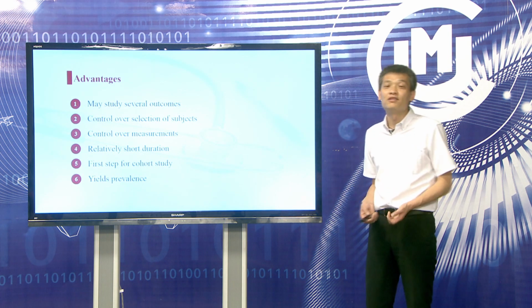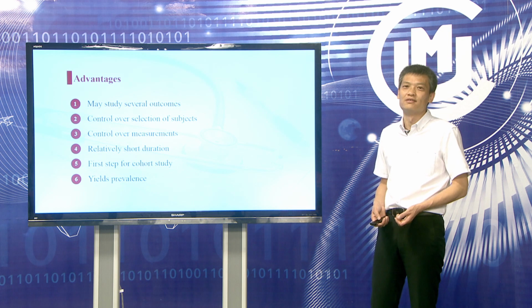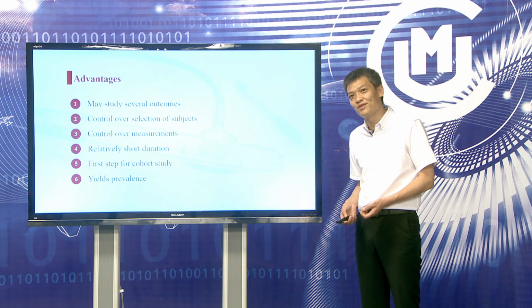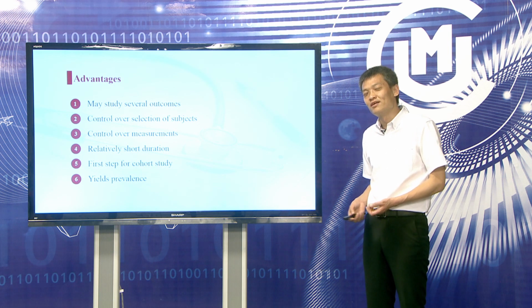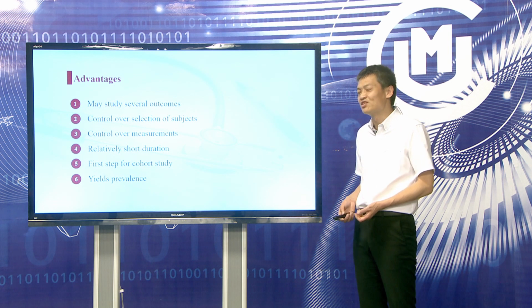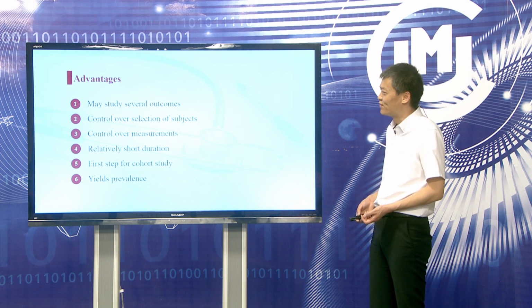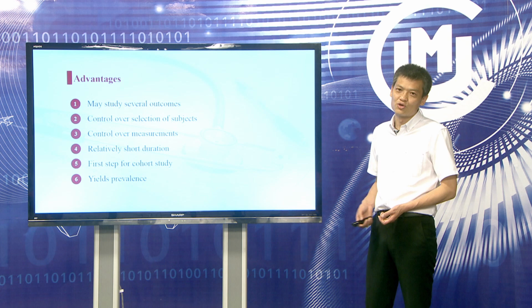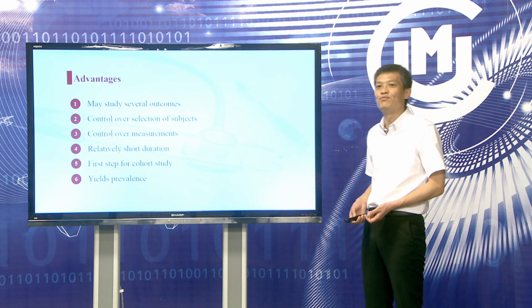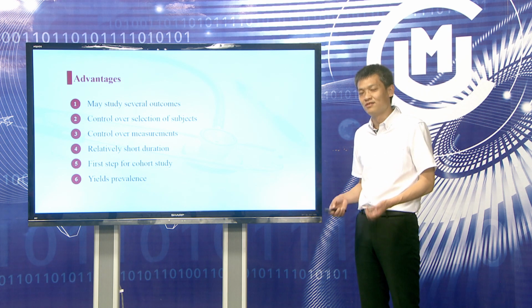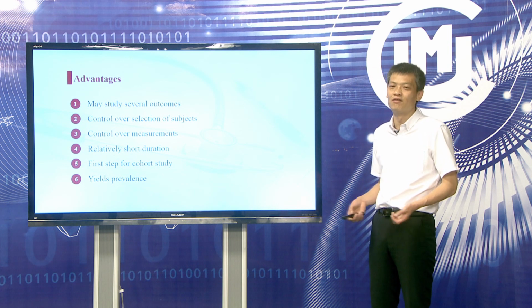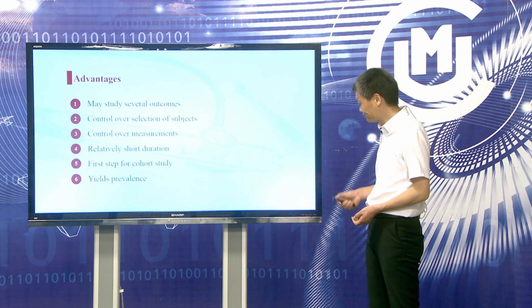These are advantages of cross-sectional study. First, a cross-sectional study may study several outcomes. Another is control over selection of subjects and control over measurements, and relatively short duration. The cross-sectional study is the first step for a cohort study. And it will give us the prevalence of a disease or health status.